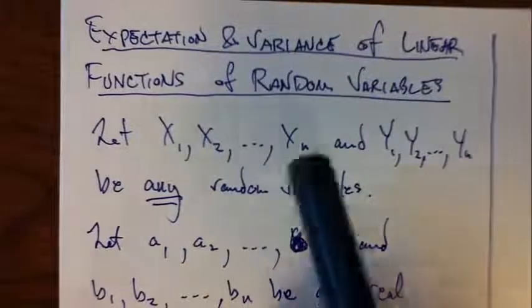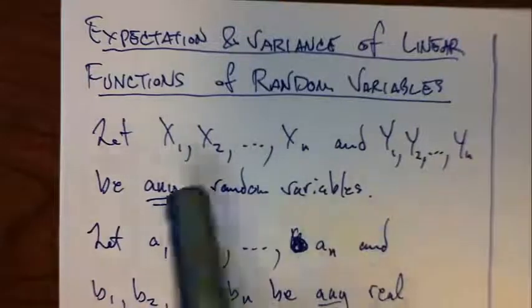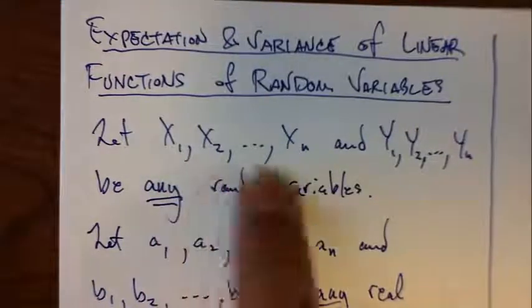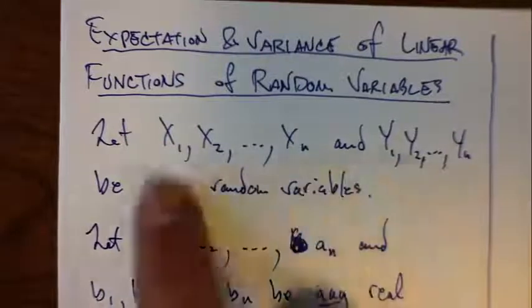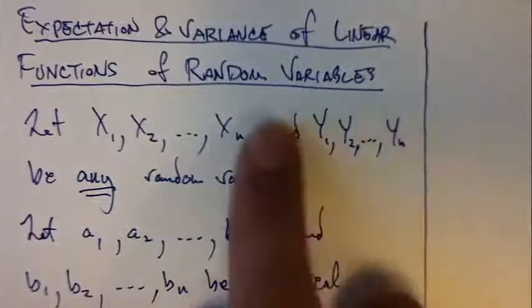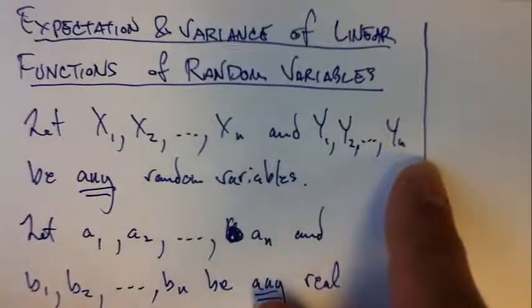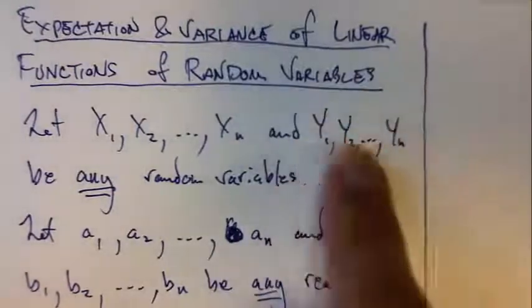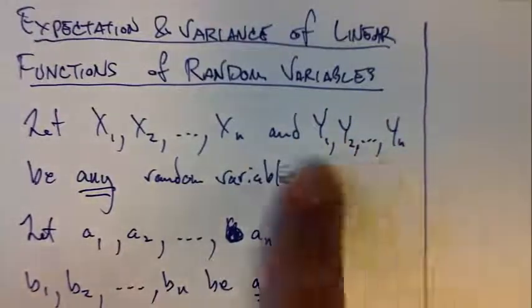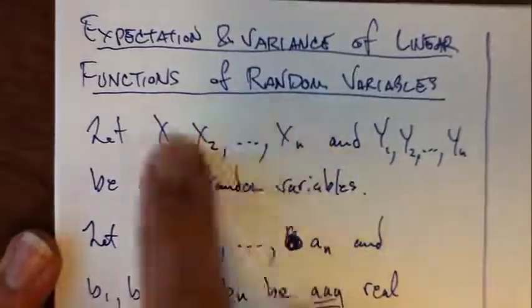The expectation and variance of linear functions of random variables. Okay, so great. Let's consider two sets of random variables, x1, x2, up to xn, and then another group, y1, y2, up to yn. So you've got this collection of random variables over here. You've got n of them. They may or may not be independent.